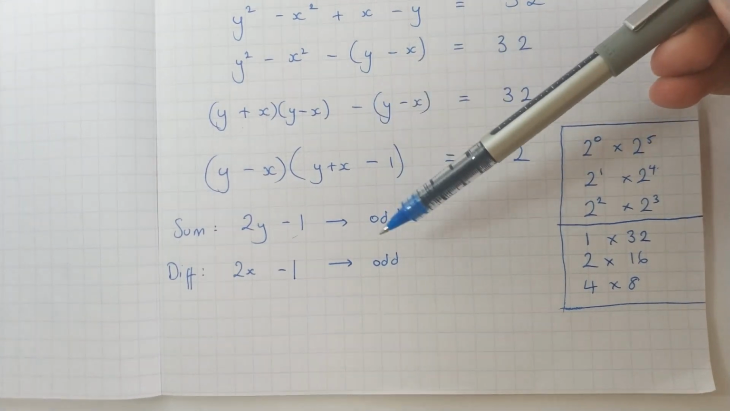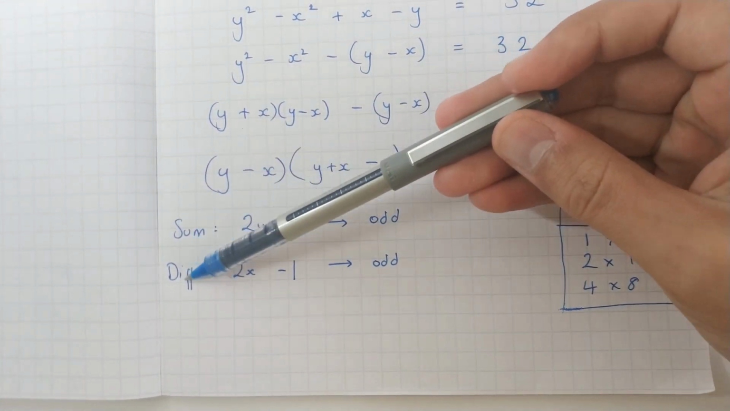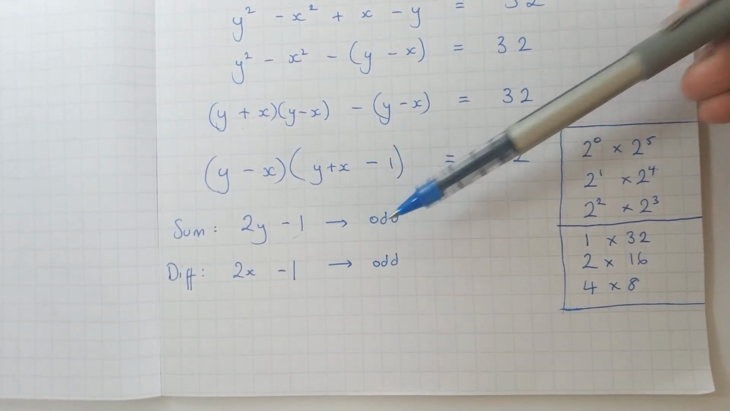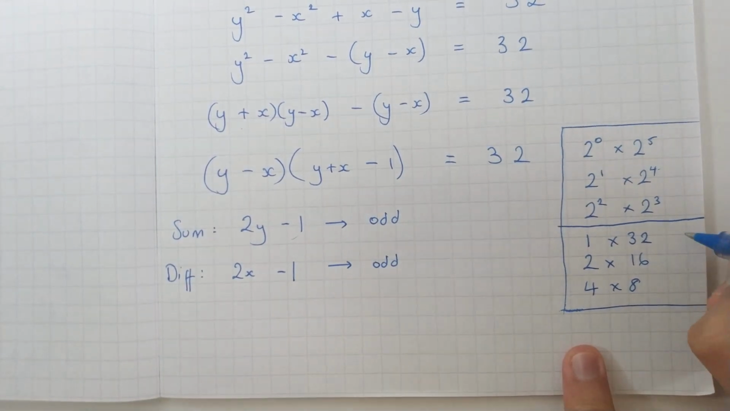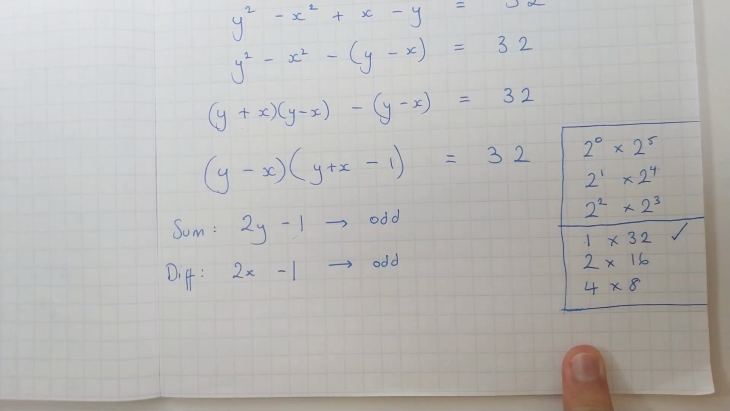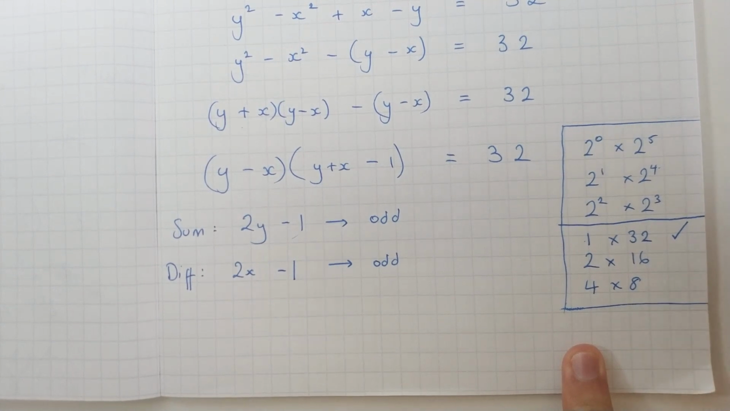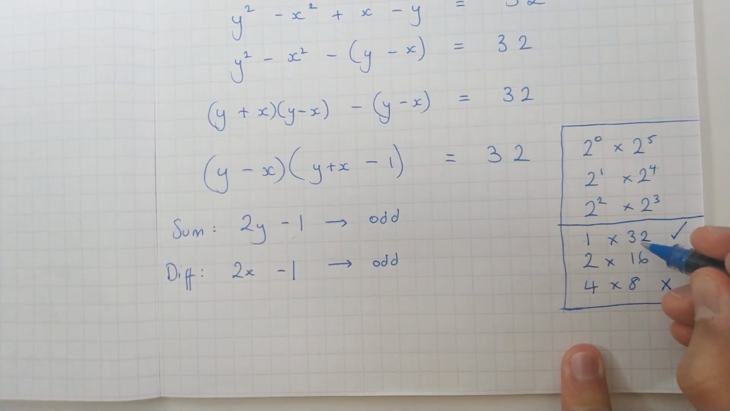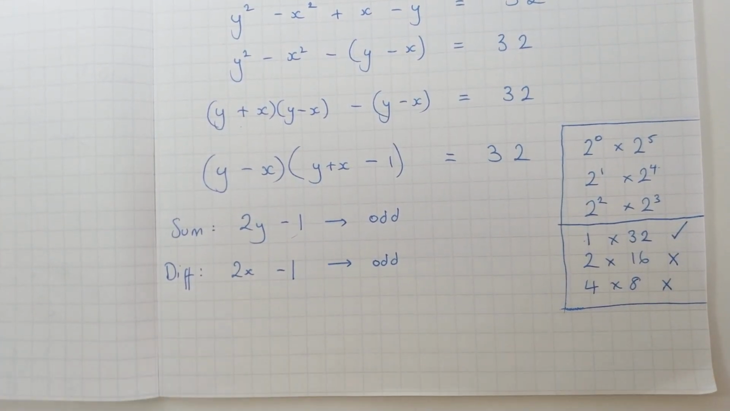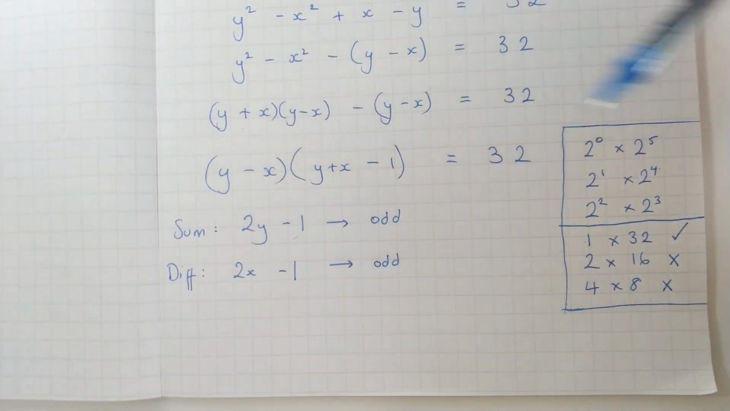And of course, if I know that the sum and the difference of these two factors must be odd, then the only one that's going to work is this one. Because 1 add 32 is 33. 32 take away 1 is 31. They're both odd. If I do the same thing with 2 and 16 or 4 and 8, I'm going to get evens and I don't want them. So 1 and 32 must be the value of each of these factors.